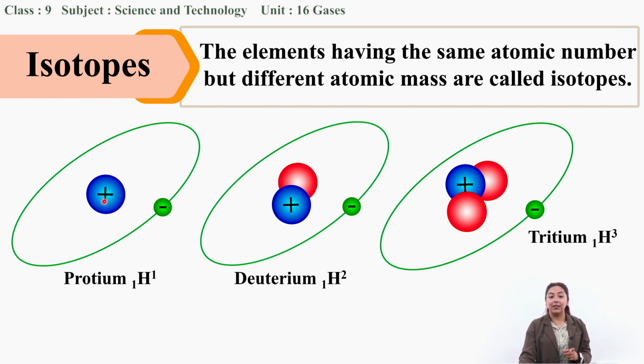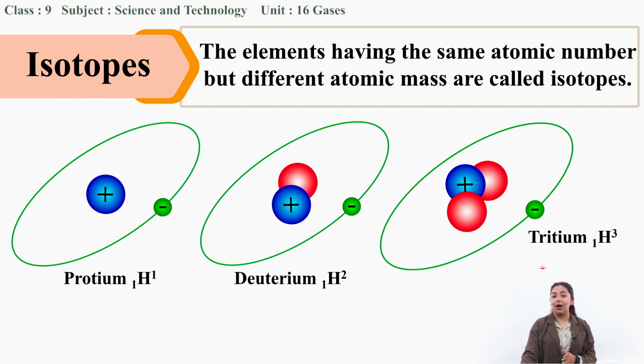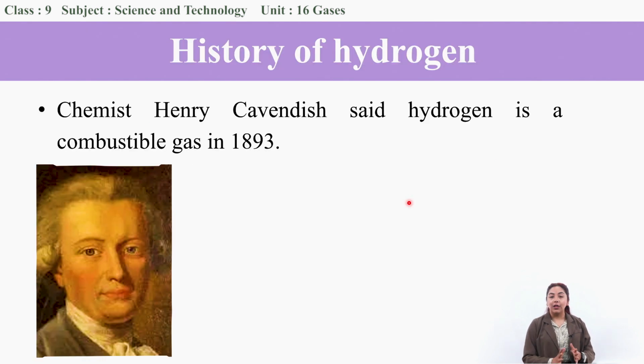Now in protium you can see that there is no neutron, so that's why its atomic mass is 1 plus 0, that is 1. In deuterium it has 1 neutron and 1 proton, that's why its atomic mass is 1 plus 1, that is 2. And in tritium it has 2 neutrons and 1 proton, that's why its atomic mass is 2 plus 1 is 3. So that's why these have the same atomic number but different atomic mass, hence protium, deuterium and tritium are the isotopes of hydrogen.